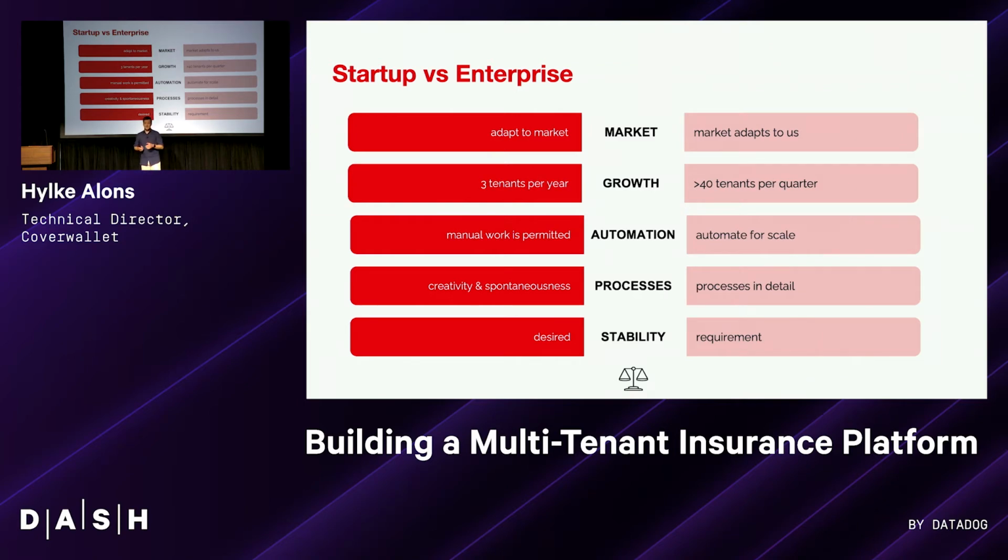And in terms of stability, as a startup, of course, you want to be stable, but that is balanced out with the speed of delivery. So you really want to have stability, but you're not always getting there, and you're fine with that. From an enterprise level, that's required. You have an enterprise contract, we need to ensure SLAs and the stability part.